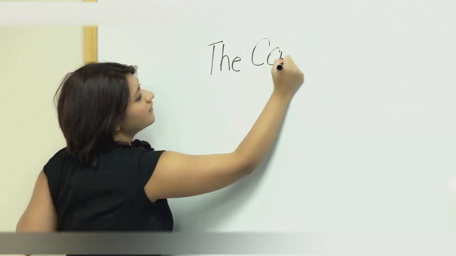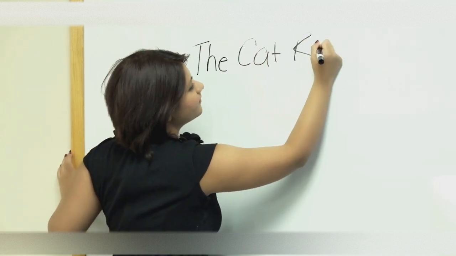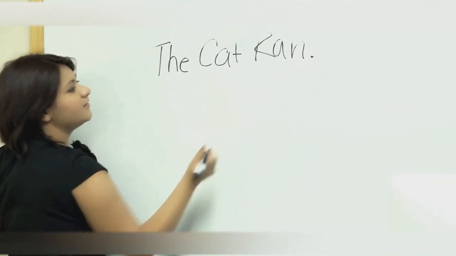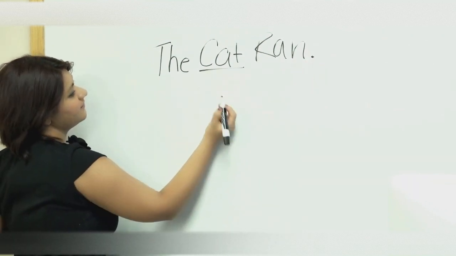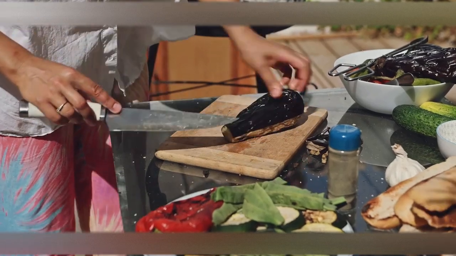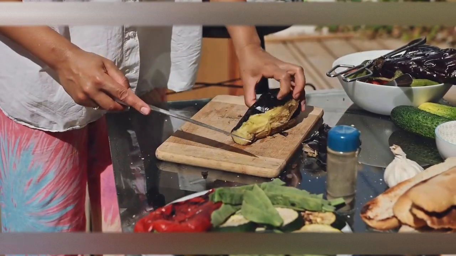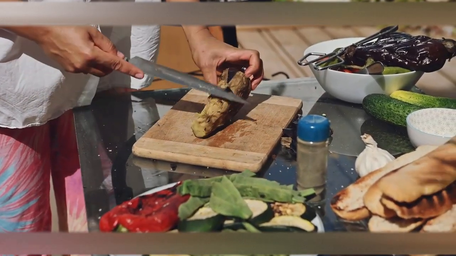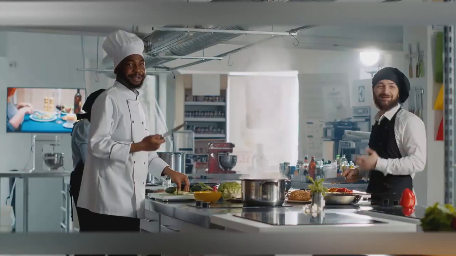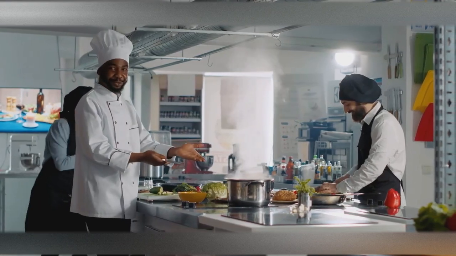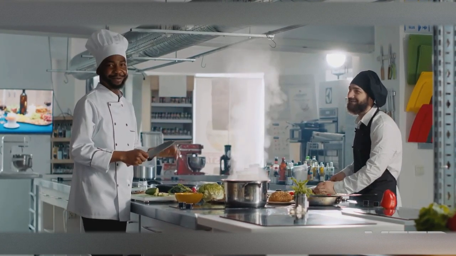Now, let's talk about the rules for converting active voice to passive voice in the simple past tense. The first step is identifying the subject, verb, and object in the active sentence. In our example, the chef is the subject, cooked is the verb, and the meal is the object. Next, we take the object of the active sentence and make it the subject of the passive sentence. So, the meal becomes the new subject.